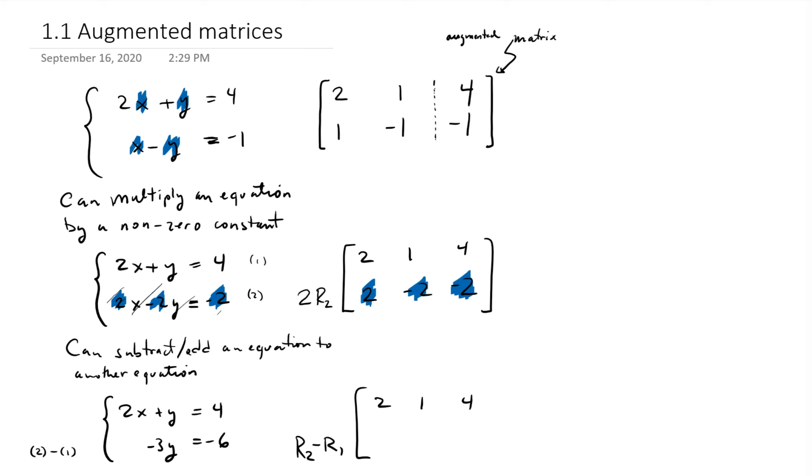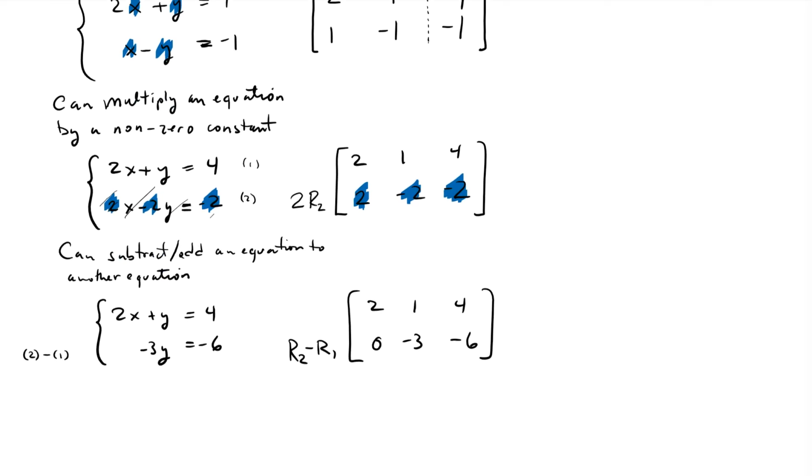So when I write row 2, row 1, they're always referring to the rows of the previous matrix, not of the current matrix. If I do this, they change to 0, minus 3, and minus 6. And I can keep going. What else could I do?